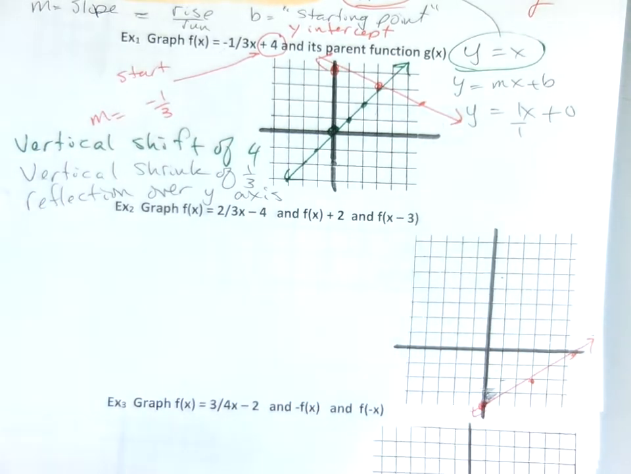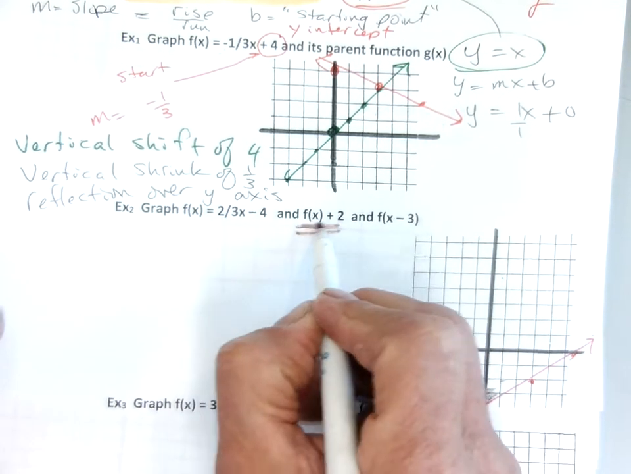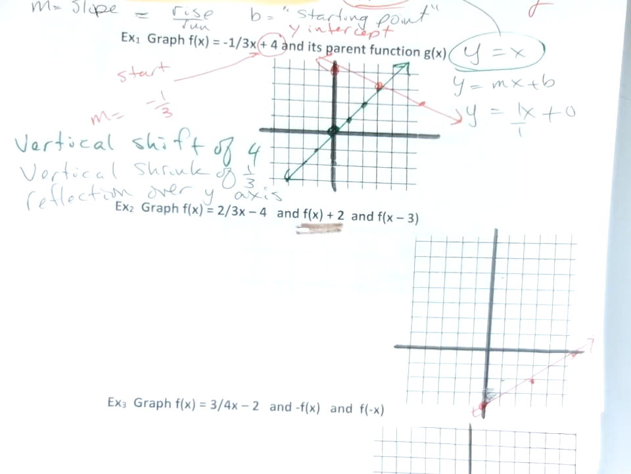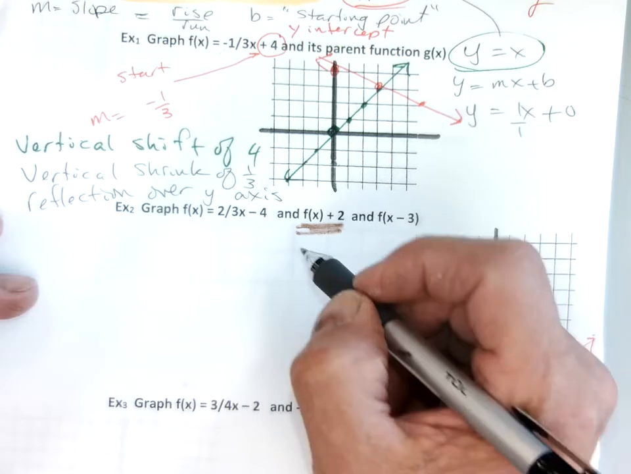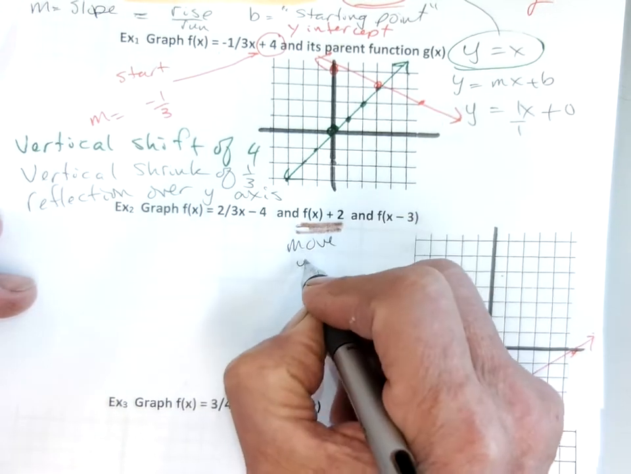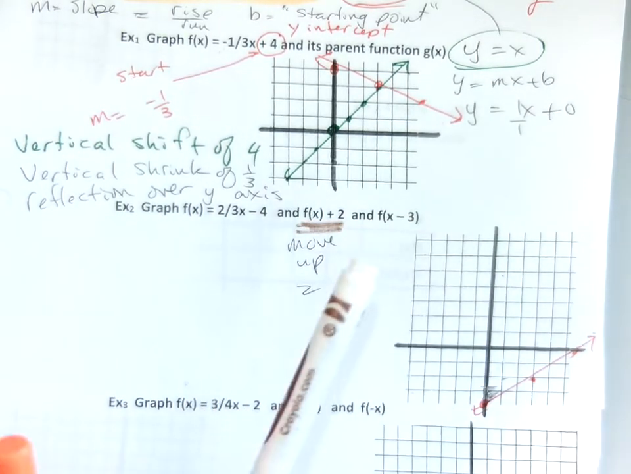So this next part tells me to do something. What do I have to do? Let's see. It tells me I'm going to move it up 2. So this is a plus 2. I'll do that one in brown, different colors. So I'm going to move it up 2. I can do that. That's easy. Just take the whole graph up 2.